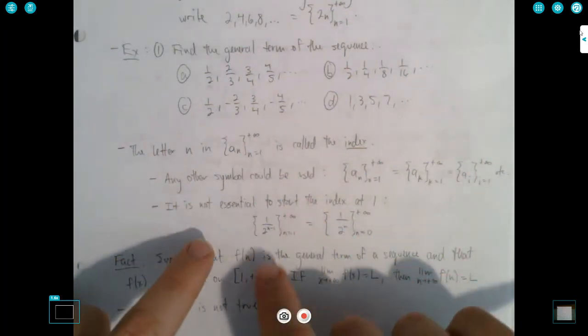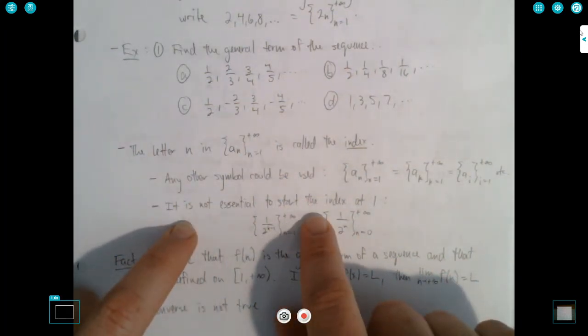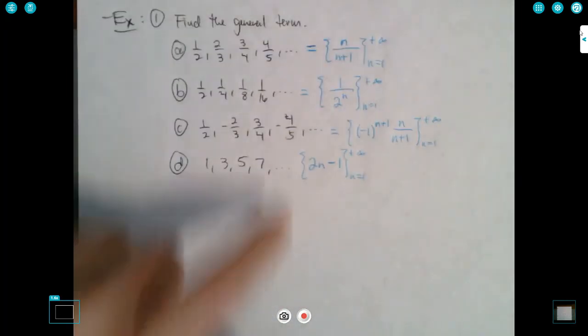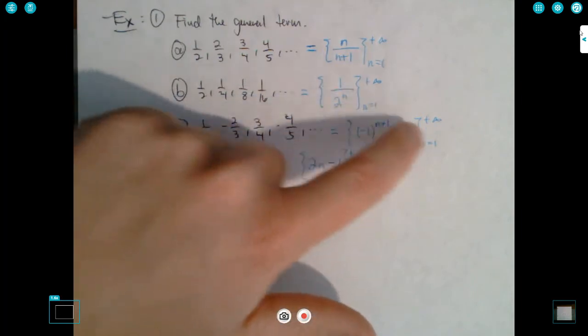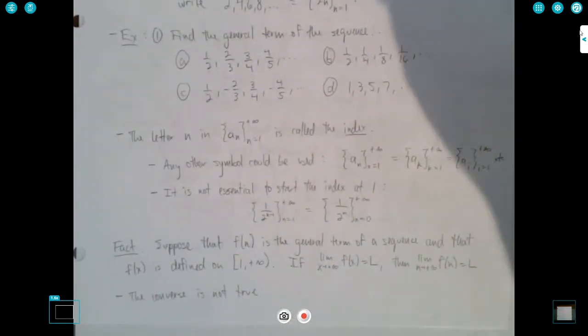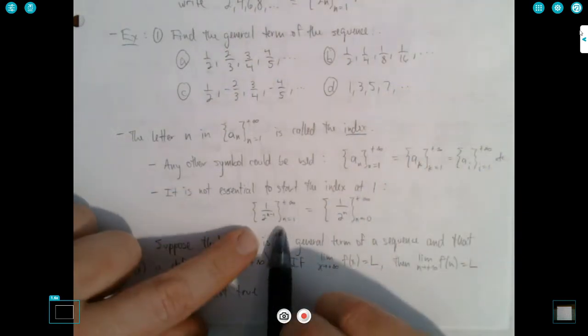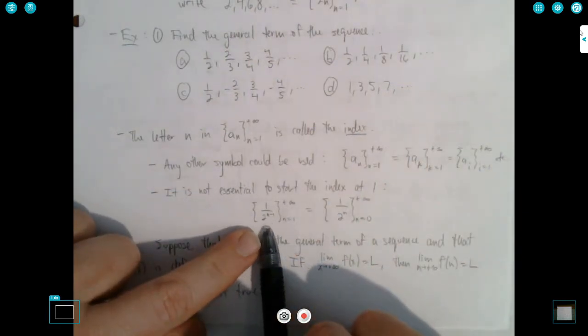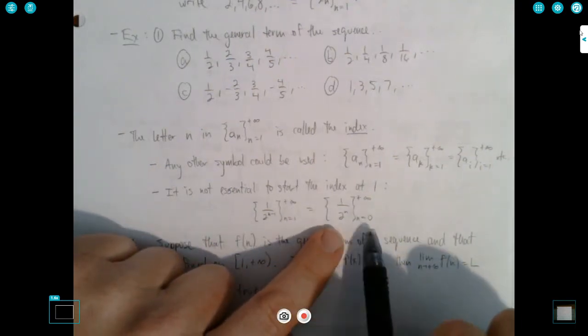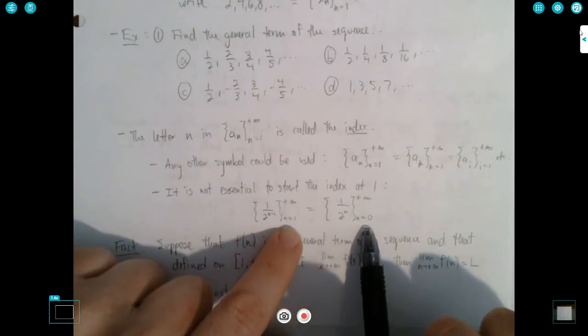Another thing that I want to point out is that it's not essential to start the index at 1. All of the work that we did here, we started the index at 1. But you could start from 0 or 5 or any other integer you like, and sometimes that can be quite useful. So, for example, instead of describing something like 1 over 2 to the n minus 1 from n equals 1 to infinity, you can just describe it as 1 over 2 to the n if you start your index at 0 instead of starting it at 1.